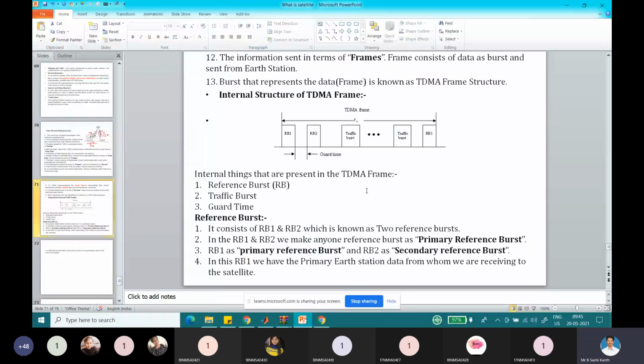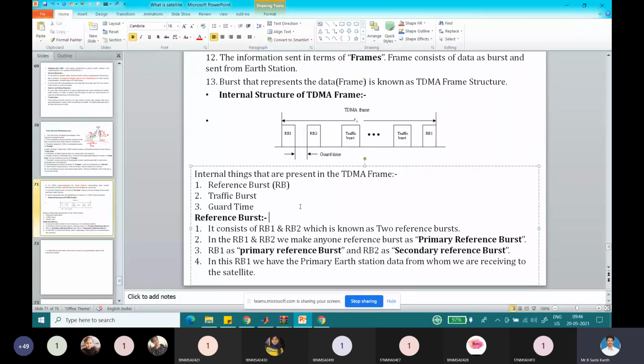Okay. So this is the thing what we have discussed about reference burst. I'll repeat once again. In the reference burst, we are consisting of RB1 and RB2, which is known as two reference bursts. So in the RB1 and RB2, we may have any one of the reference bursts as the primary reference burst. So for meanwhile, we'll consider RB1 as the primary reference burst and RB2 as secondary reference burst.